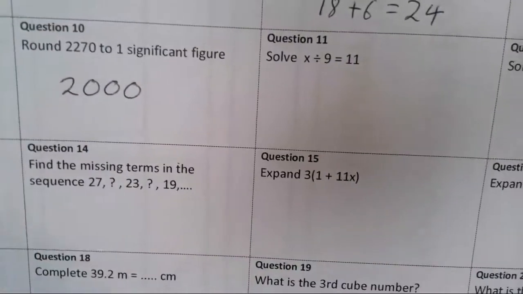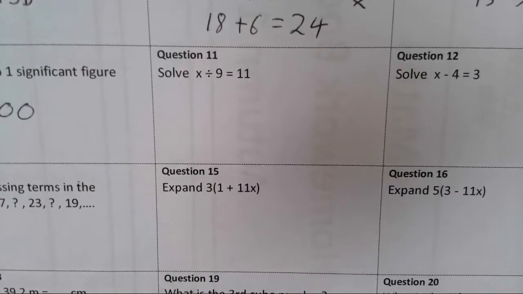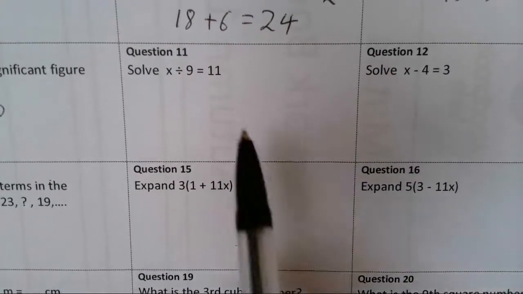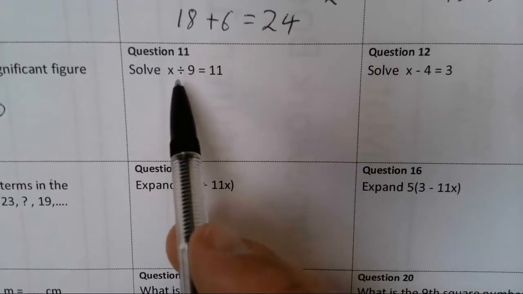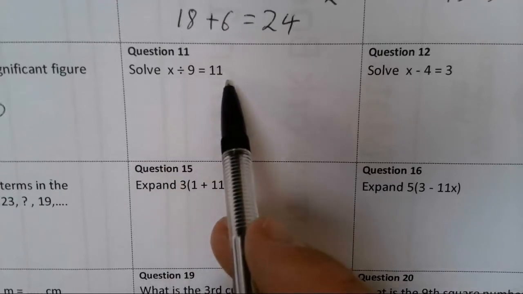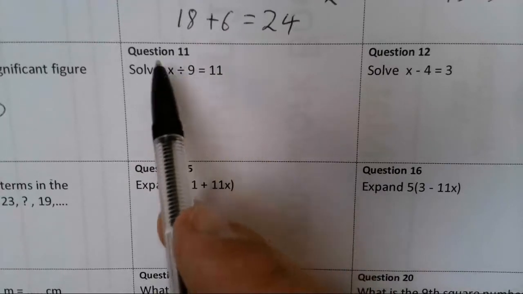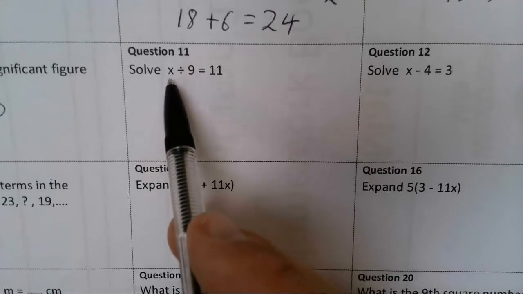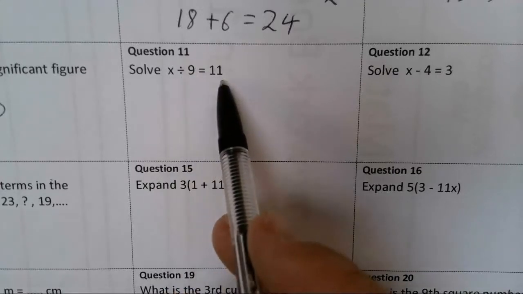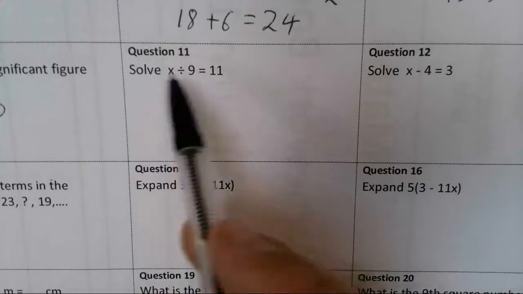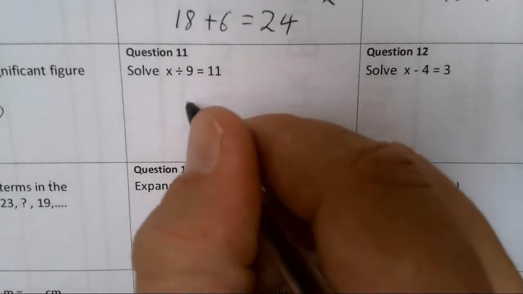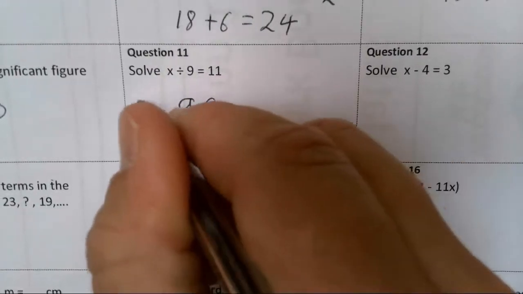Okay, question 11. I saw when I was coming round that quite a few people maybe weren't too sure about this sort of question. I've got a number divided by 9 equals 11. So what I need to do is see what number would that be if when I divided it by 9 I got 11. I can reverse the process by multiplying by 9 and you would have the answer x is equal to 99.